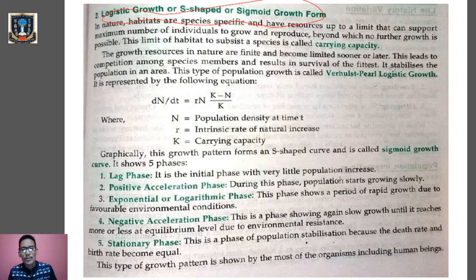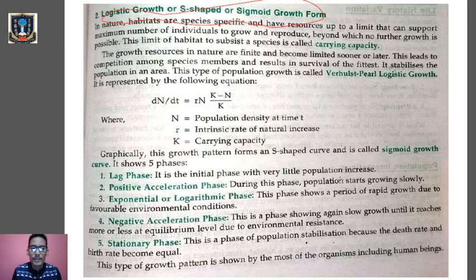Then we'll go to the logistic growth form, or the S-shaped or sigmoid growth form. In exponential growth form, the resources were unlimited, but here in the logistic growth curve, the resources will not be unlimited, they will be limited. In nature, habitats are species specific and have resources up to a limit. So in logistic growth form, the habitat has a specific species, and therefore the resources are limited in nature. Since the resources are limited, they can support only a maximum number of individuals to grow and reproduce, beyond which no further growth will be possible.